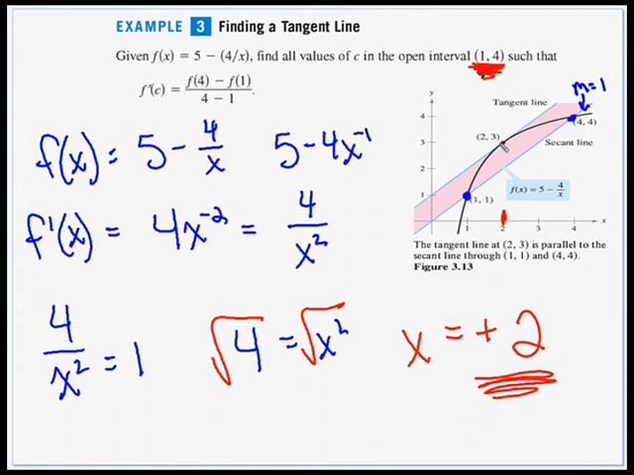And if we did want to find the actual point of tangency, we would take this x value of 2 and plug it into our original function. Plug a 2 in here, we'd get 4 divided by 2 is 2, 5 minus 2 is 3. 2 comma 3 is the exact point where our tangent line touches the curve, and they share that slope of 1.